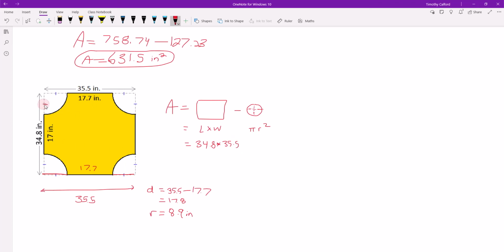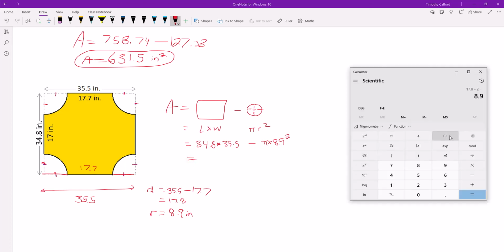Notice these little lines here. Those tell you that things are the same length. That's why I didn't need to calculate the radius again vertically, because it has the same congruent symbol, which means same length, in all of these quarter circles. So we would subtract pi times 8.9 squared.